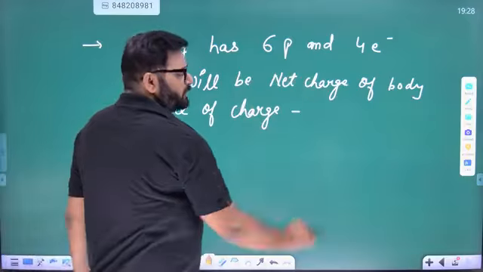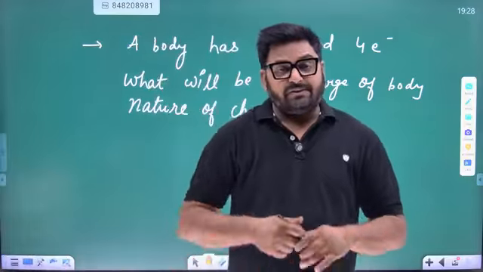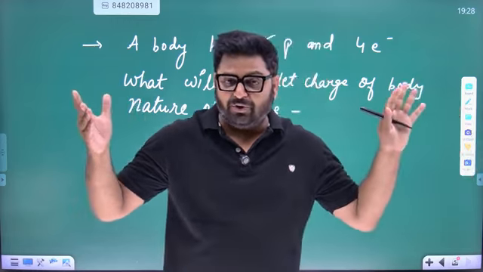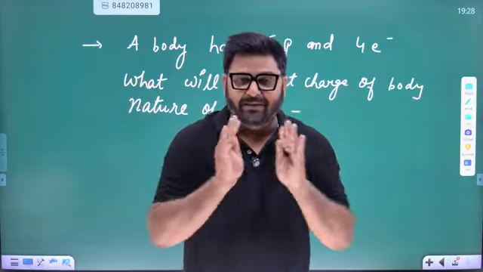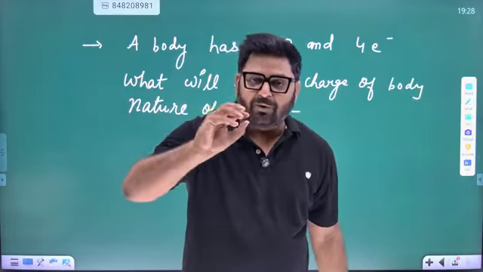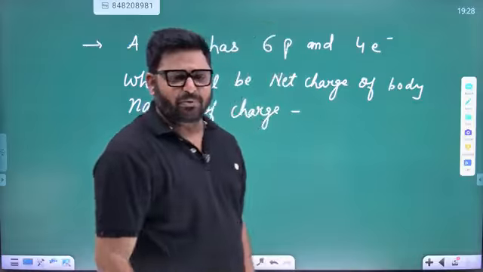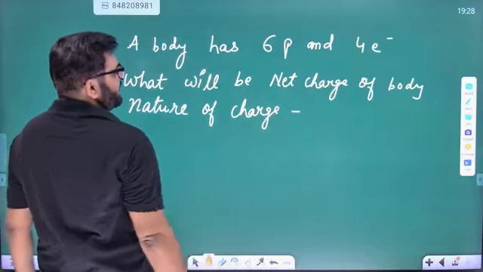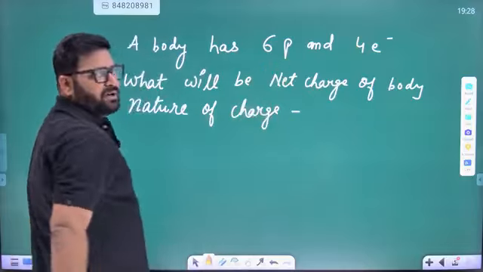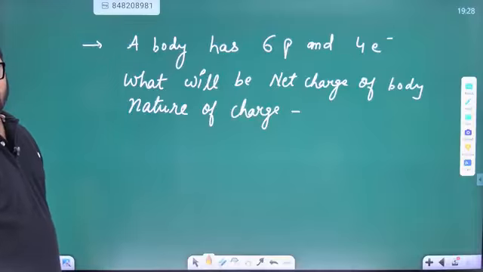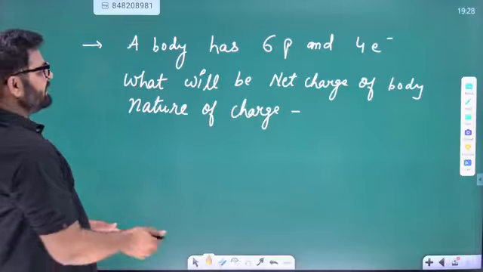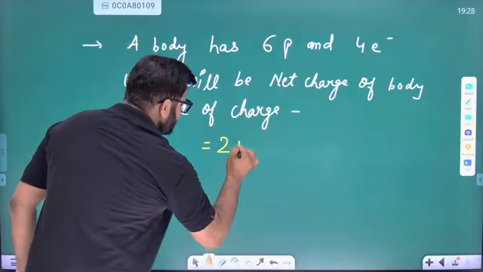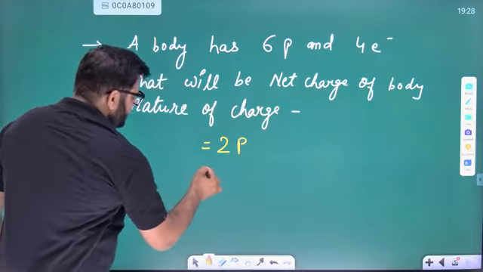So 6 protons, 4 electrons. Since the charge of a proton is equal to the charge of an electron, 4 electrons and 4 protons will be cancelled out. So what is the amount of excess charge? The number of protons is 6, the number of electrons is 4, so 4 protons will be balanced by 4 electrons. I will write 6 protons minus 4 electrons. So only 2 protons are the excess charge. And what will be the net charge?